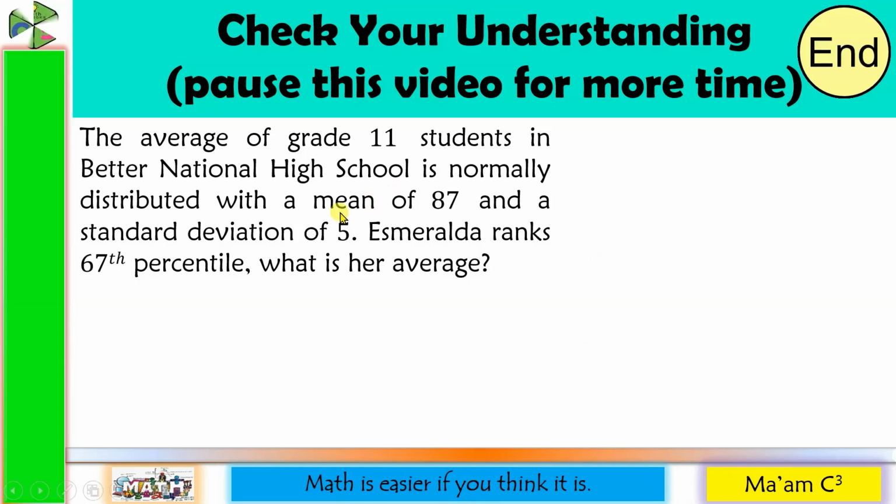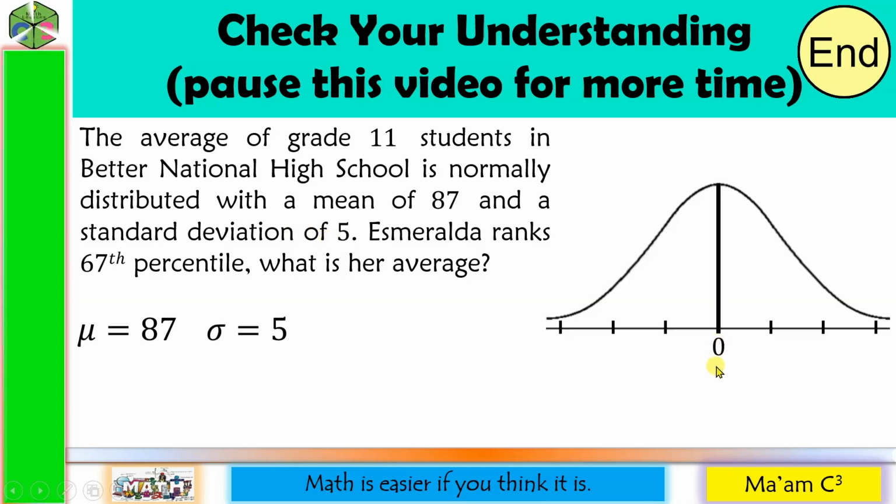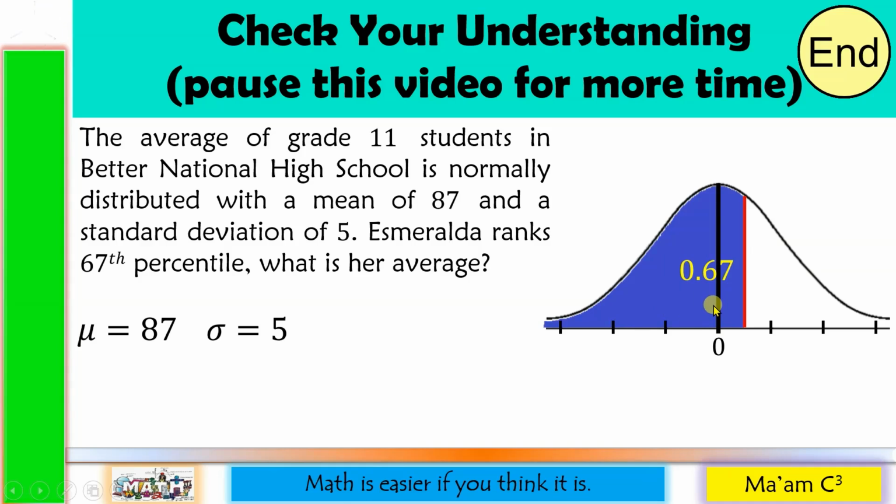Let us answer. Our mean here is 87. Our standard deviation is 5. The mean is the 50th percentile. So if it is 67th, then it is somewhere here. 67th percentile, we're going to shade this area, and this area is equivalent to 0.67. Now we are going to find the corresponding z-value here.